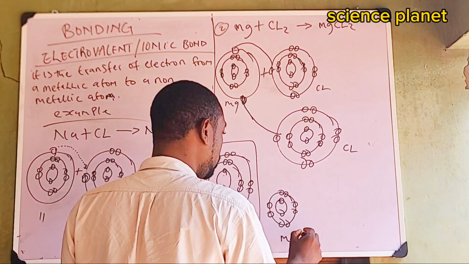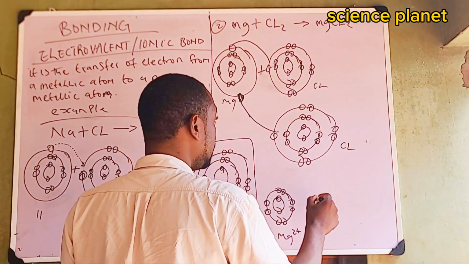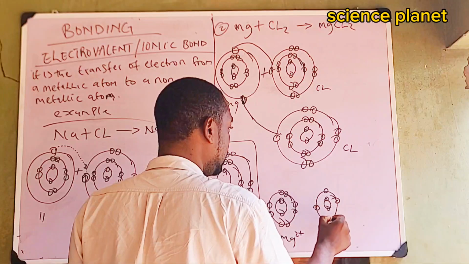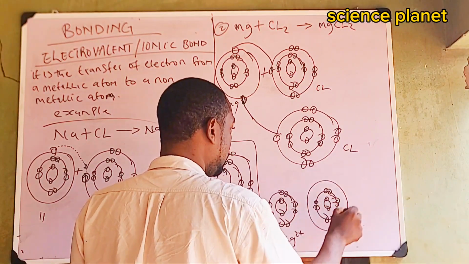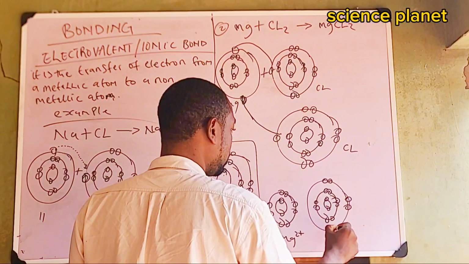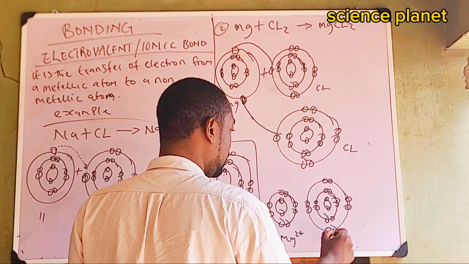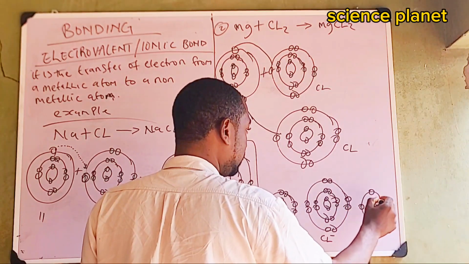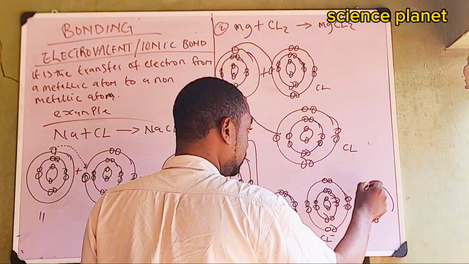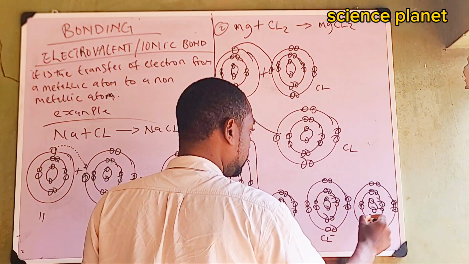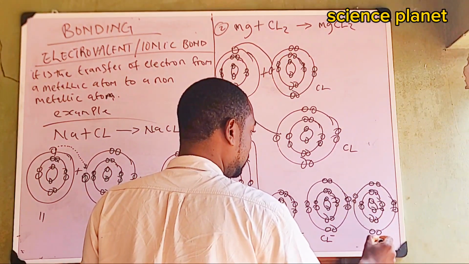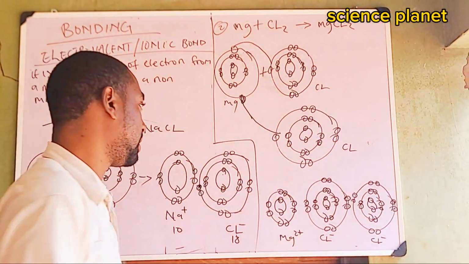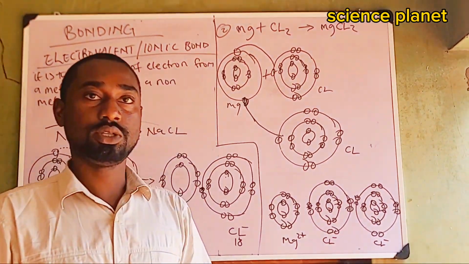So this will be magnesium 2+, because it donated 2 electrons. Then the first chlorine will be 18 instead of 17, because it accepted the electron. So you have your Cl minus, then the other chlorine, the same, Cl minus. This is called magnesium chloride, and you can see those electrons that were donated.